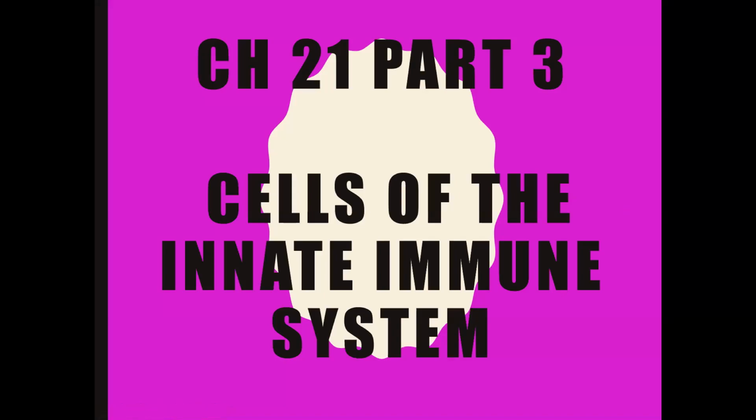Hello, and welcome to chapter 21, which is the immune system. And we are in part 3, where we are going to look at some of the cells in the innate branch of the immune system. We will look at the cells in this lecture, and then we'll move on in the next couple lectures to see the chemicals and antimicrobial proteins and how they work.